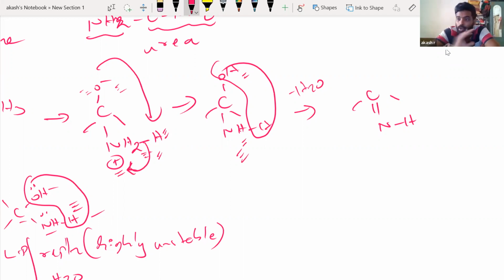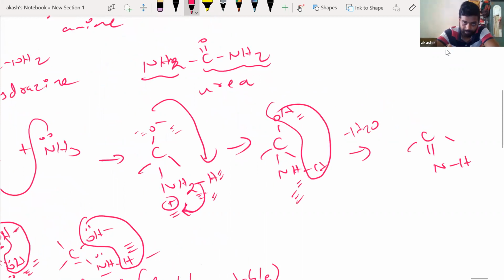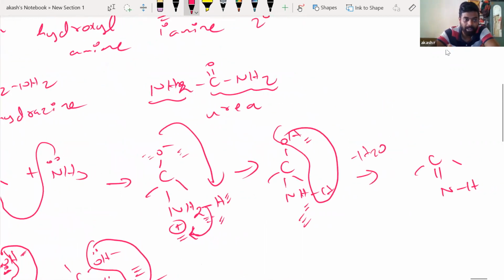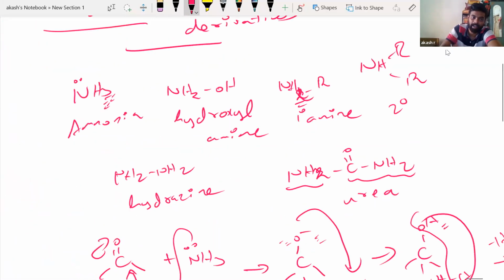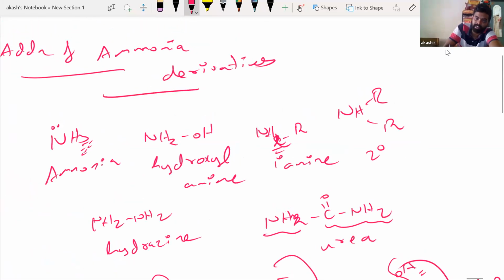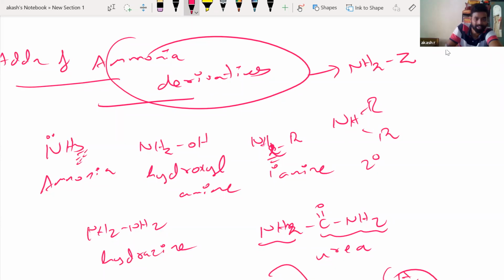So if at all you don't want to understand the mechanism, there is also going to be a shortcut. Okay, I'm going to give you a shortcut. So any ammonia derivative can be represented like this: NH2Z.